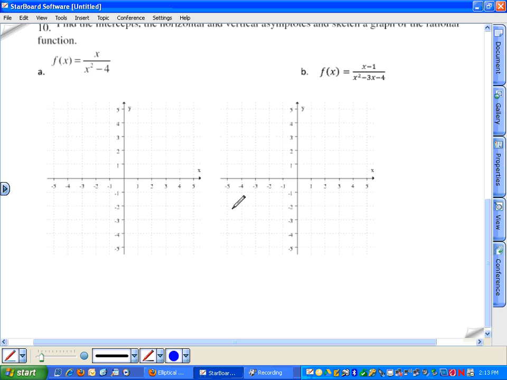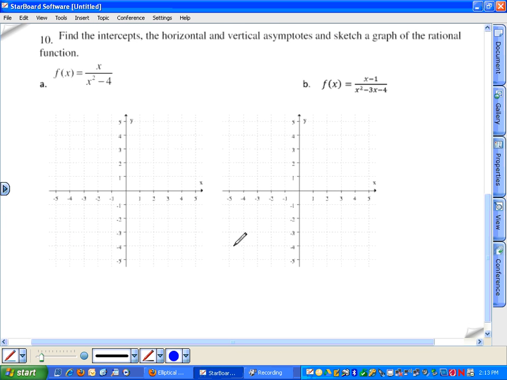Okay, number 10, this comes from section 4.6. Commonly one of the sections that is struggled with the most, not for the level of difficulty I think, but just the amount of material that needs to be remembered to complete a problem like this.